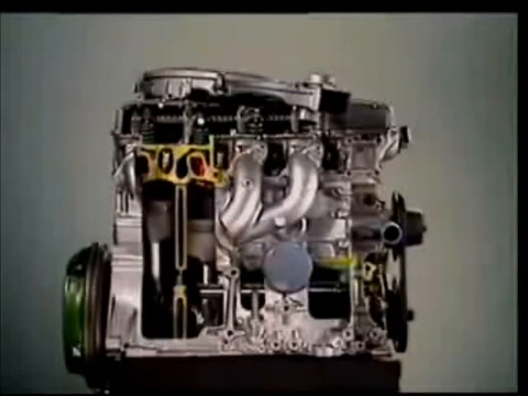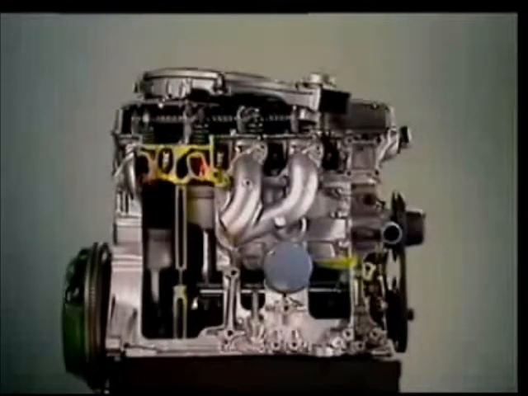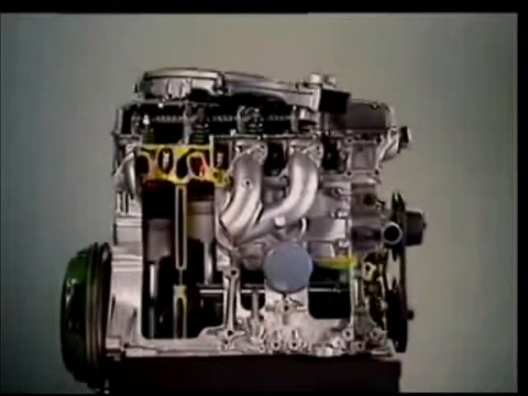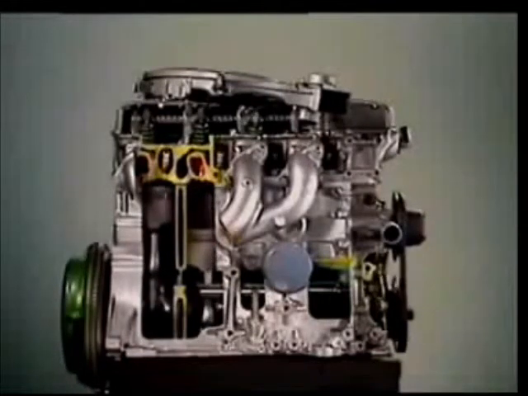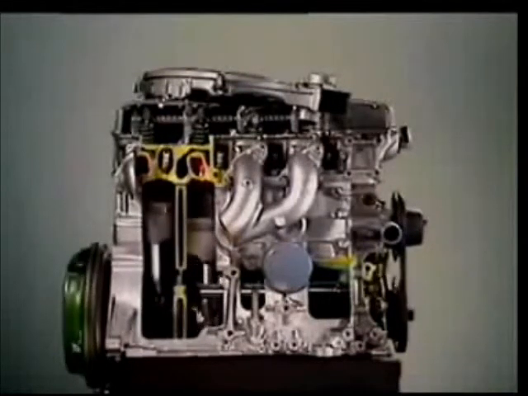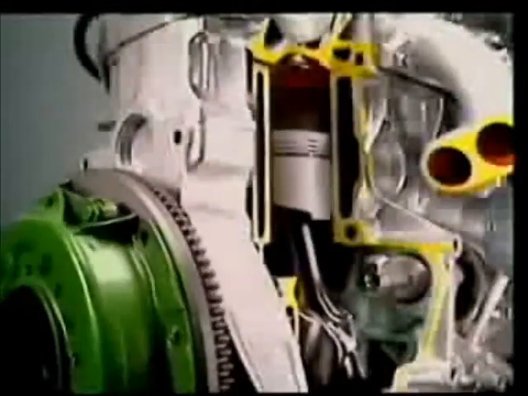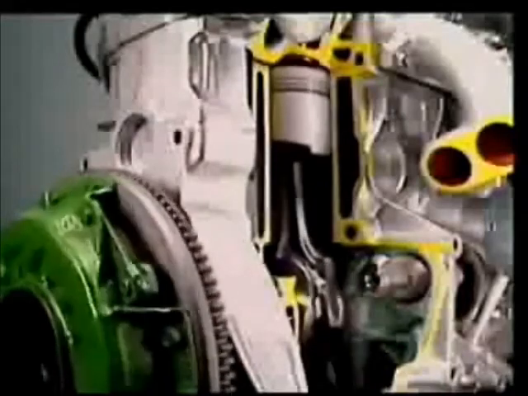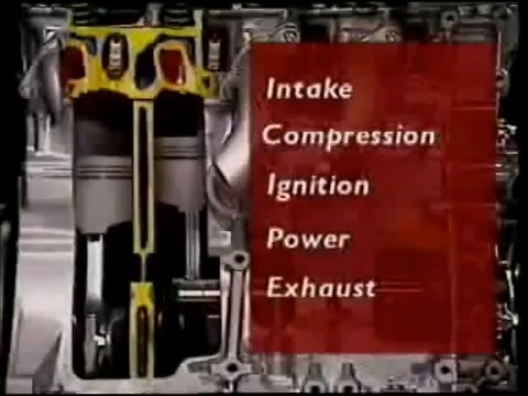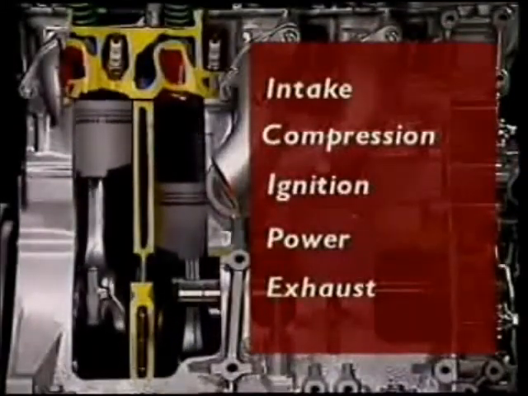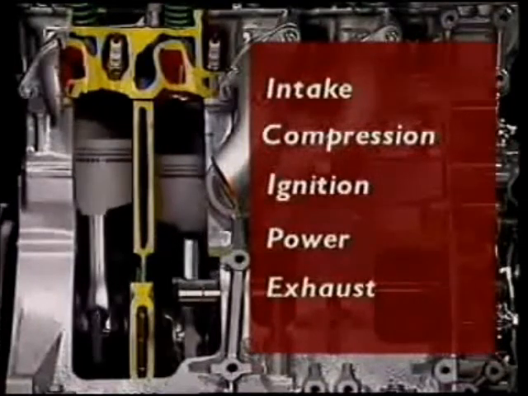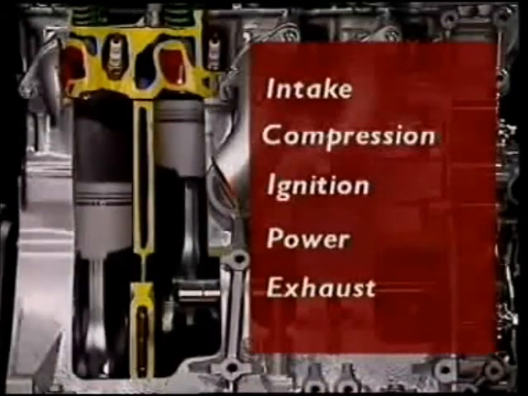This video is going to be about four-stroke engines. A stroke is when the piston moves from the top dead center to the bottom dead center. As a four-stroke engine, the engine cycle has four strokes. In a four-stroke engine, there are five key events that need to be made. The five key events are intake, compression, ignition, power, and exhaust.